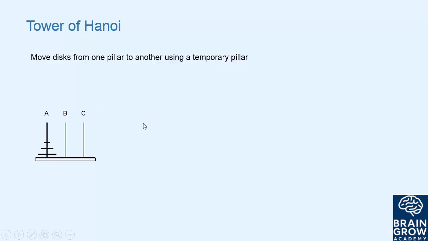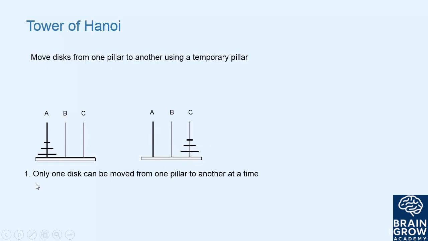Now these disks have to be placed on pillar C in the same order. And there are two conditions. The first one is that only one disk can be moved from one pillar to another at a time. And the second condition is that the larger disk can never be placed on top of a smaller disk.